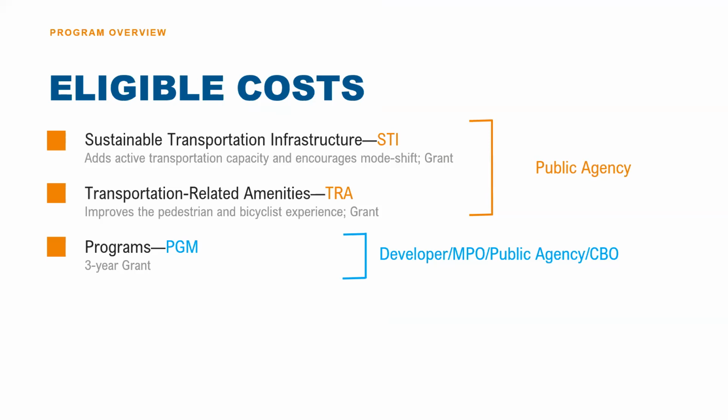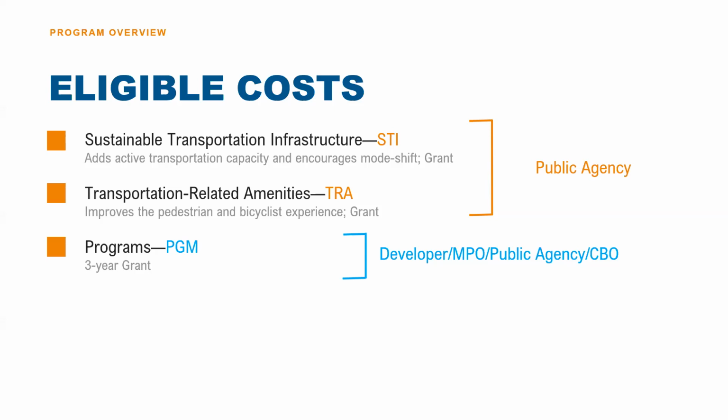New to the STI category in round 5 was the addition of transit operations per service expansion for up to 2 years. These STI projects, because they're in the public right of way, are typically implemented by public agencies. STI project funds will be provided as grants and paid out as reimbursements.